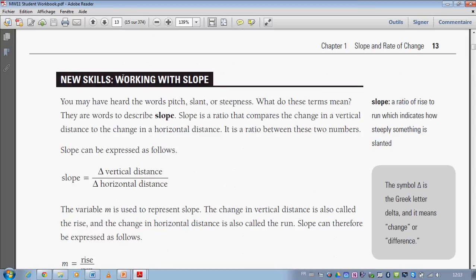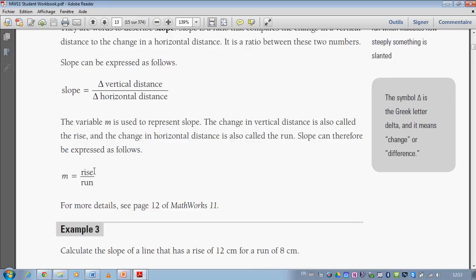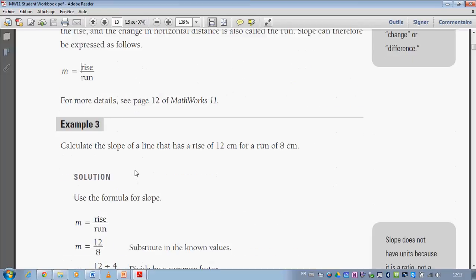And now we're moving on to slope. And slope is really just an expression of a change in vertical distance over a change in horizontal distance. So here you've got rise over run, and that's really it. And then here they give an example. Calculate the slope of a line that rises by 12 for a run of 8.